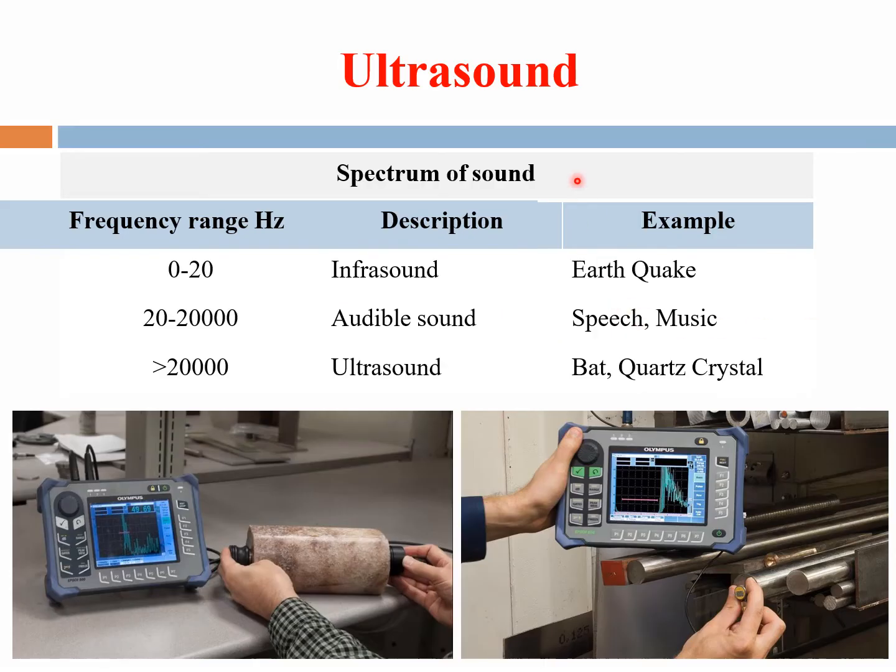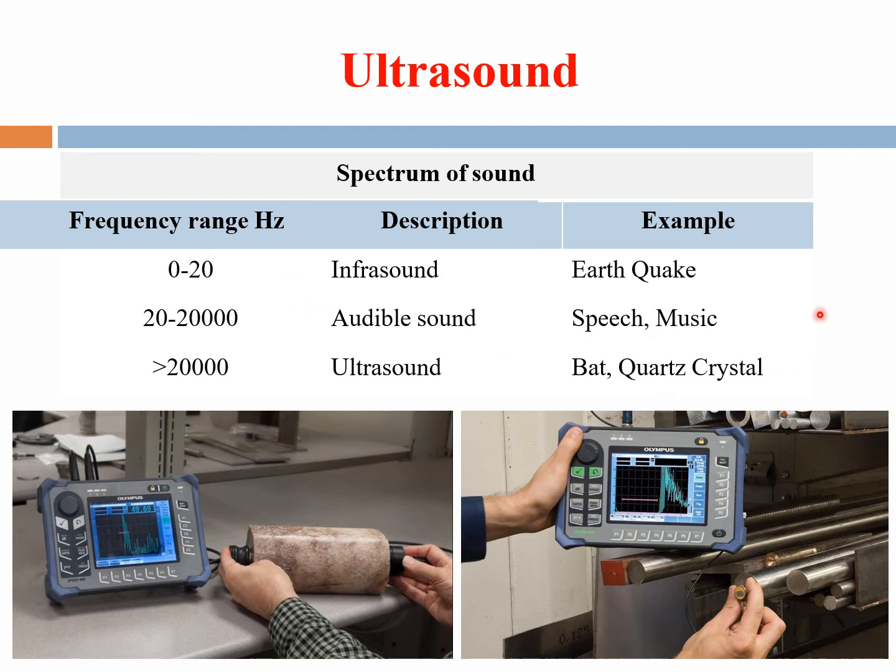Now, we move on to ultrasonic testing. So, first of all, we have to define what is an ultrasound, right? As you see here, we have given a sound spectrum, 0 to 20 hertz. It's called an infrasound. Infrasound is actually the earthquake, and between 20 hertz to 20,000 hertz is the audible sound, that is, what we can listen to; speech and music are all examples. If the sound frequency is greater than 20,000 hertz, it is known as an ultrasound, which we cannot hear. Examples are the sound created by bats, quartz crystals, etc.